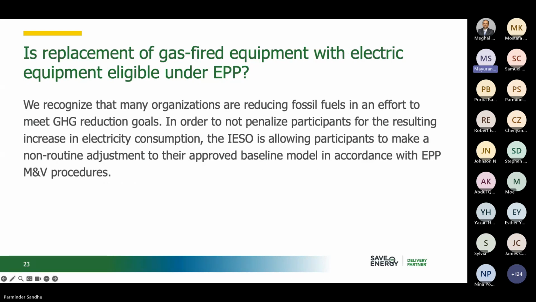Is replacement of gas-fired equipment with electrical equipment eligible under EPP? We recognize that many organizations are reducing fossil fuels in an effort to meet GHG reduction goals. In order to not penalize participants for the resulting increase in electricity consumption, the ISO is allowing participants to make non-routine adjustments to their approved baseline model in accordance with EPP M&V procedures.